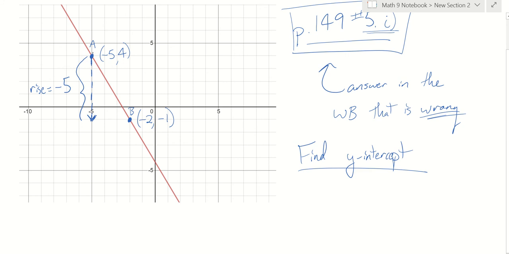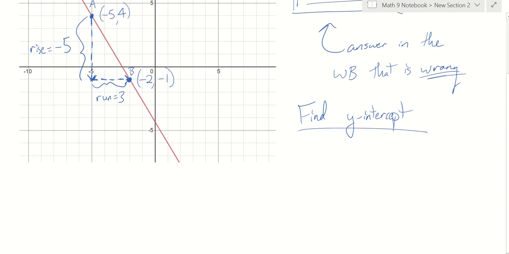Now that we're at the height of point B from point A by going down by 5 units, we now need to travel to the right by a certain number of units. How many units did we need to travel to the right? 1, 2, 3 units. So we would say our run is 3. The reason we have to do this is because to find the y-intercept here, we're going to need the slope. The slope, m, is really just the rise over the run. The rise is -5, the run is 3.